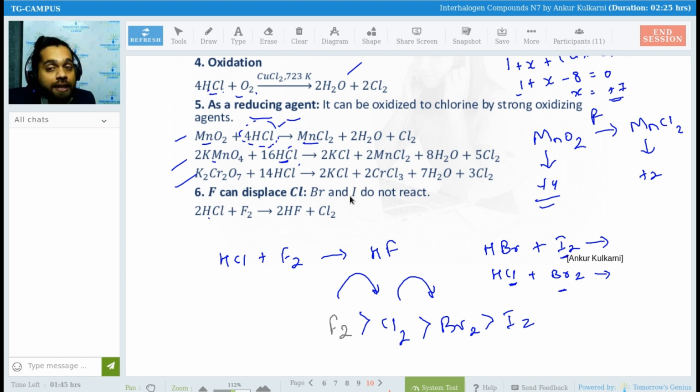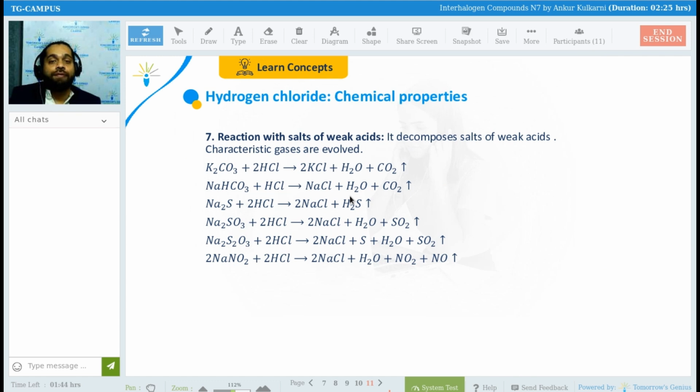Similarly, iodine is less reactive. Br is more reactive. Correct? Hence, it cannot displace, so this reaction will not happen. Is it clear? Is it clear, Ragul, Anmoldeep? Okay, chalo. Let us go ahead. Now further reactions, simple.